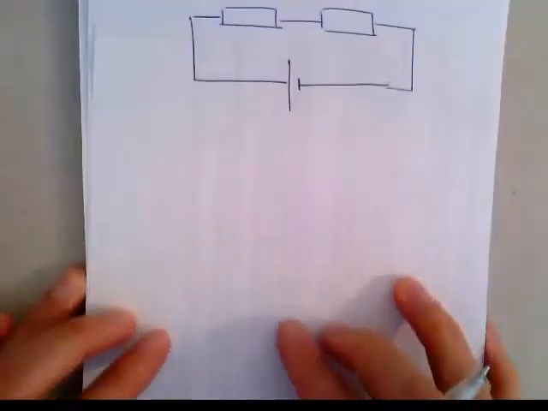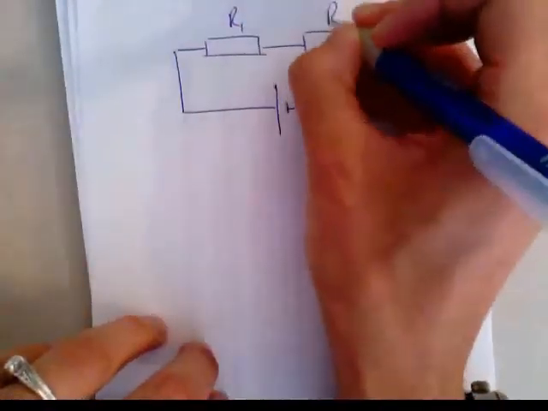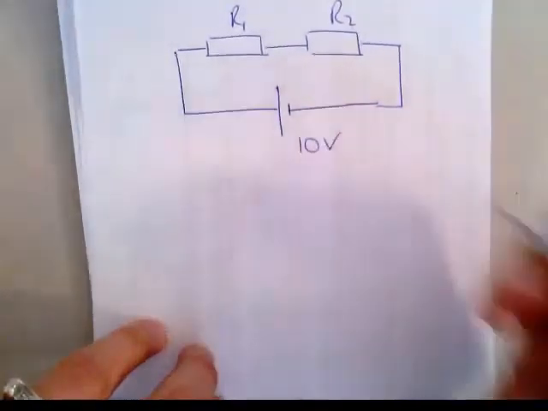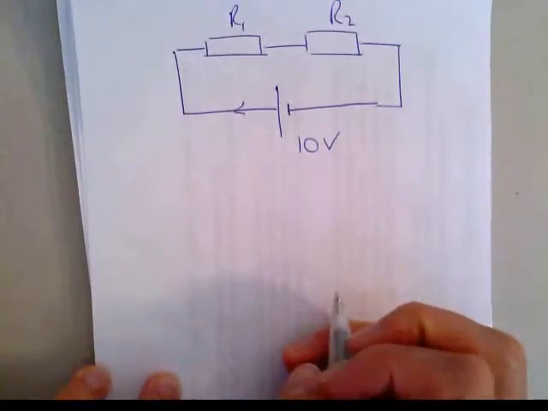Okay, so this is your circuit, for instance. You have R1 and R2, and here you have some sort of supply, so let's say a 10 volt supply. So you're going to get current flowing in this circuit.